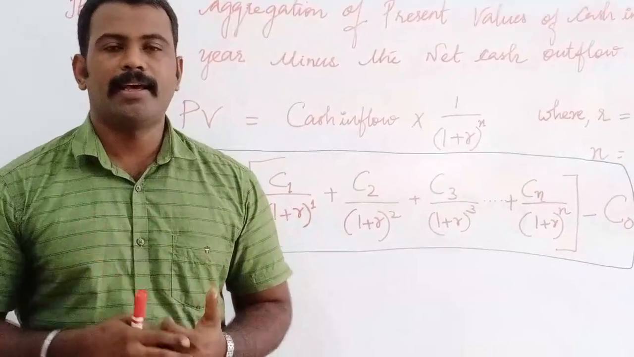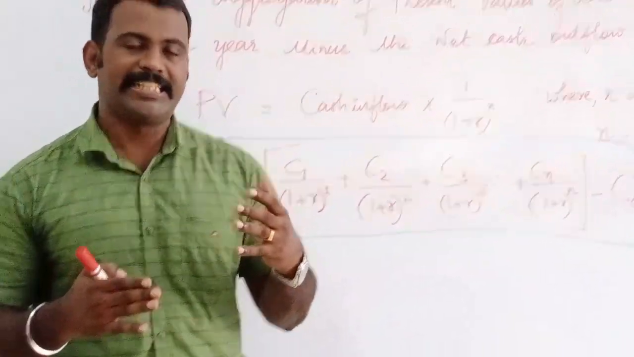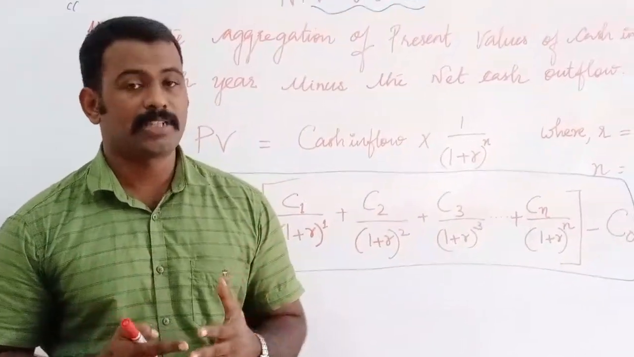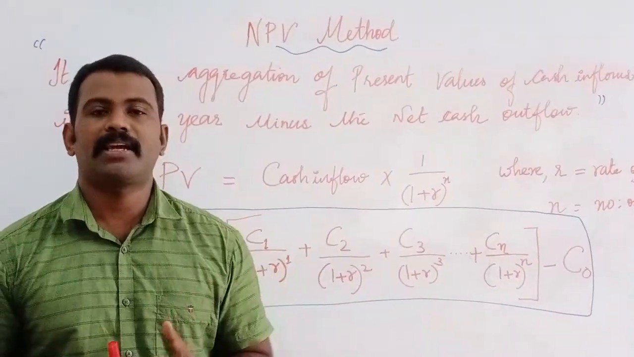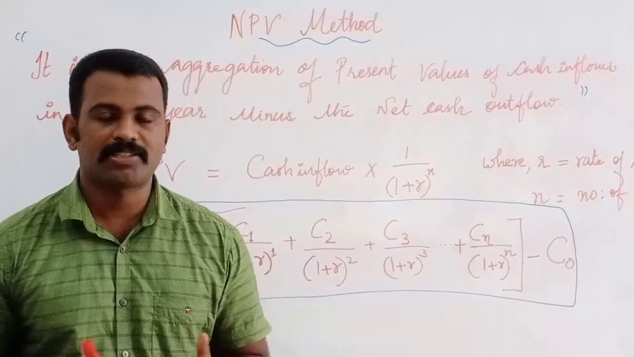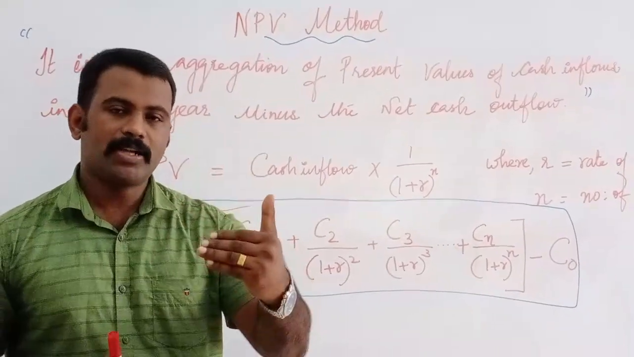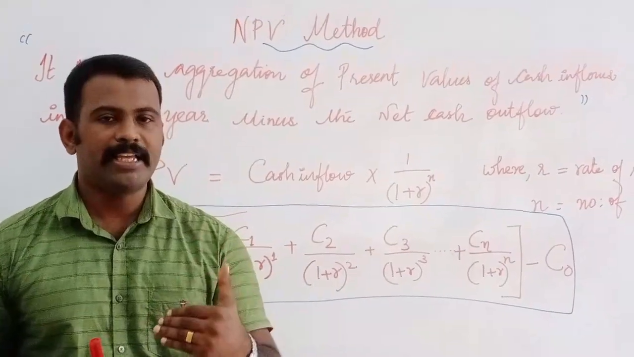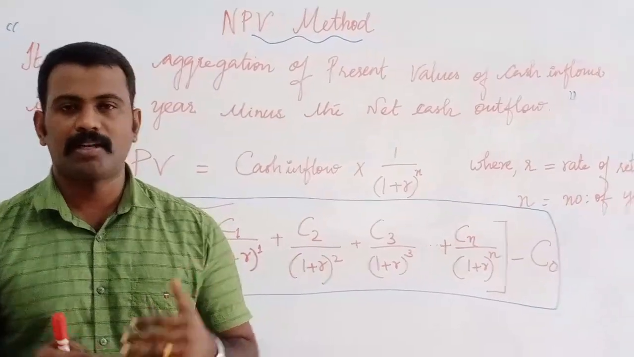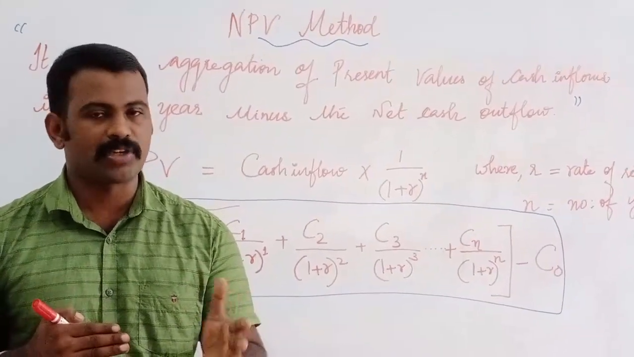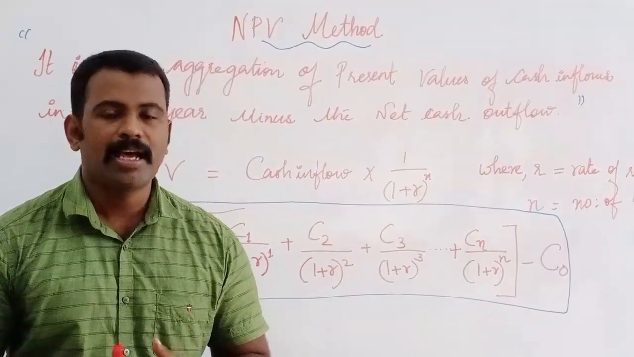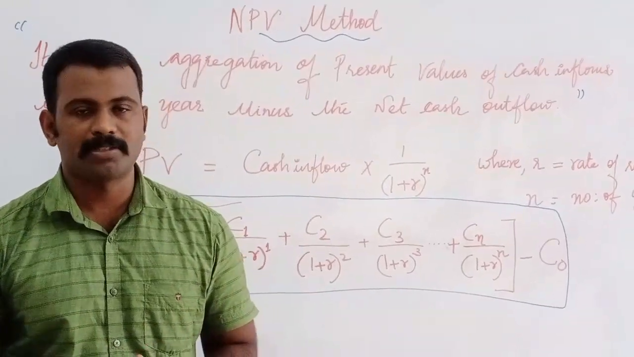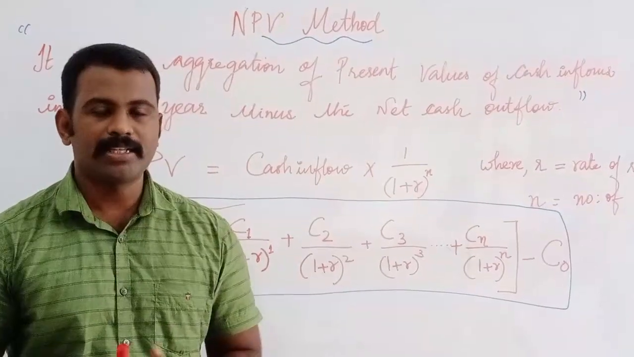As we studied earlier, capital budgeting techniques are divided into two types: the non-discounted cash inflow method and the discounted cash inflow method. The non-discounted cash inflow method mainly includes two techniques: average rate of return, otherwise known as return on investment method, and the payback period method. We studied both earlier.